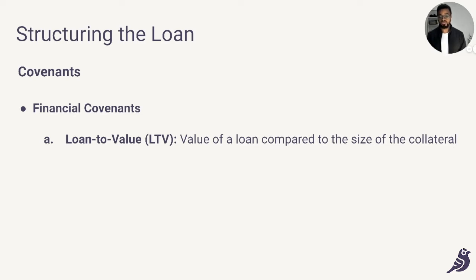The first being the loan to value, or LTV. Now, the LTV represents the value of a loan compared to the size of the collateral pledged as security for the loan. In simple terms, the amount of money that a borrower is able to borrow is the LTV times the collateral value. LTV is represented in percentages and is almost always less than 100%. This is put in place by lenders to make sure that the value of the pledged collateral always exceeds the value of the loan.